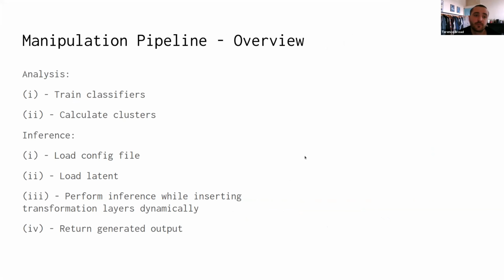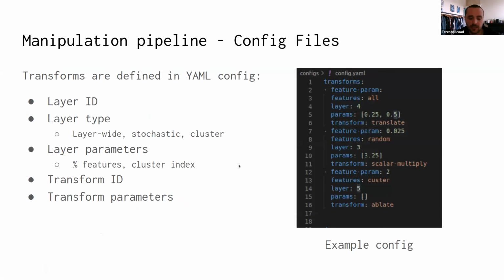So this is an overview of our pipeline. We have the analysis phase where we train classifiers and calculate the clusters. And then during inference, we have a config file where we load that, and then we perform inference. And using our plugin architecture, we're dynamically inserting these transformation layers as inference is running. And then we return a generated output. I'm going to skip this for time.